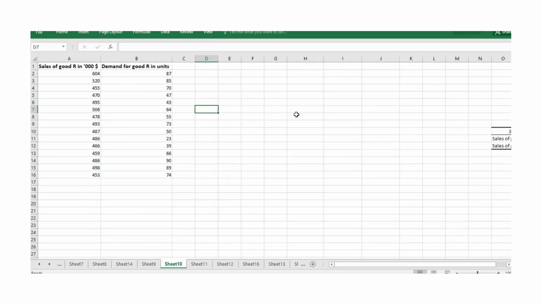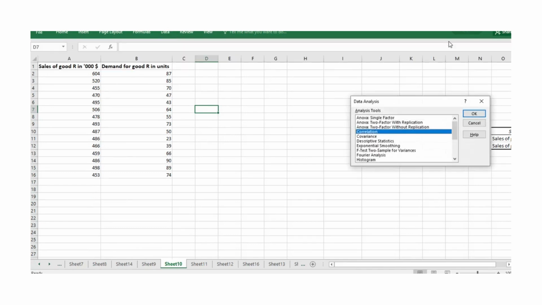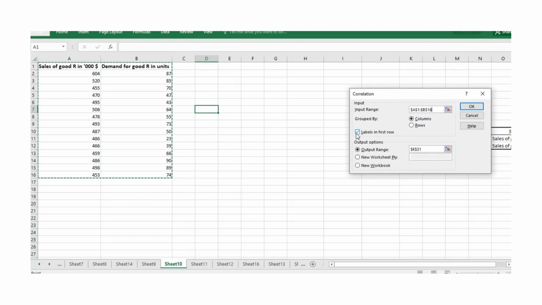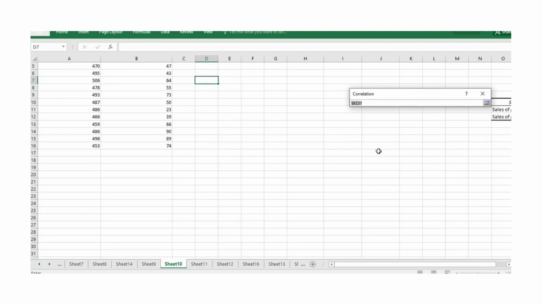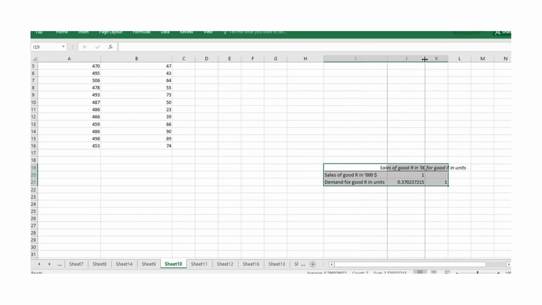Let's look at the second scenario where we have sales of good R and demand for good R. Let's go to data in order to calculate the correlation coefficient r. Go to data analysis. We click on correlation. Okay, input range, that's our data. Always remember to check the labels box because we include the data titles. Then the output range: where do we want the result to be? We click OK. Right, so we have it.